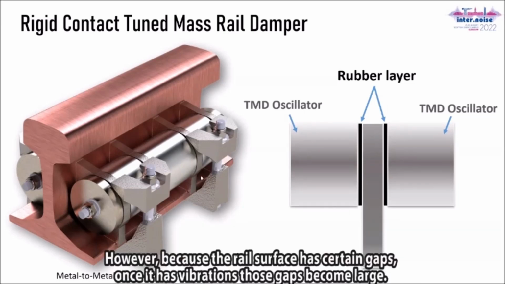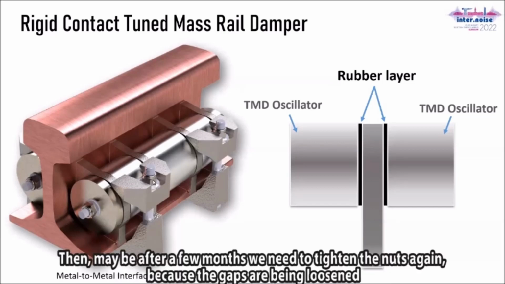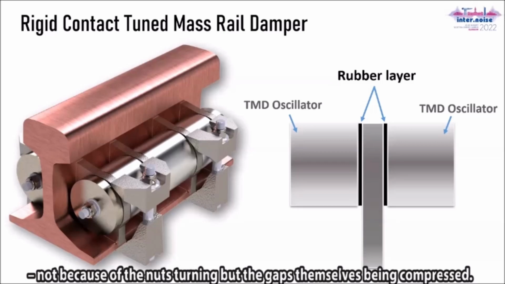However, because the wheel surface has a certain gap, once there is certain vibration, those gaps will become larger. Then maybe after a few months, we need to tighten the lugs again, because the gap has loosened. It's not due to the lug turning. It's due to the gap being more compressed.